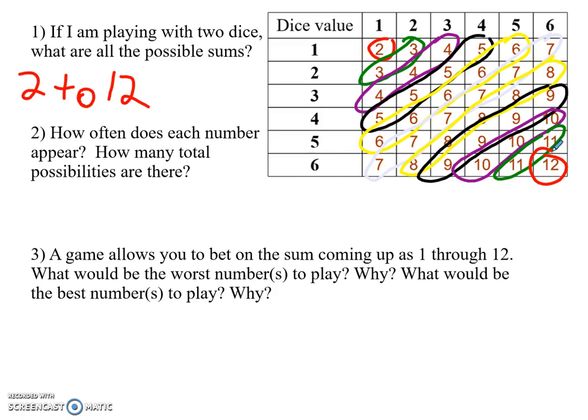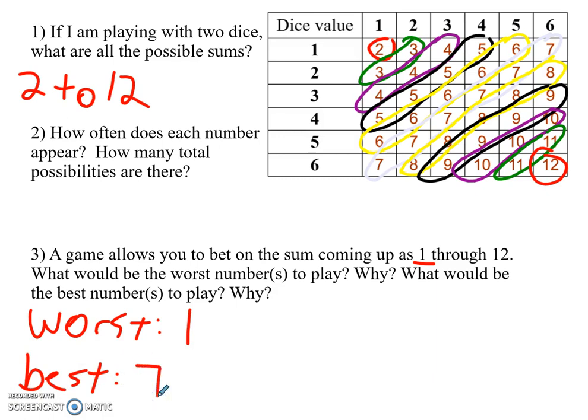So when I think about what's the best number to play and what's the worst number to play, if I'm going 1 through 12, the worst would be the number 1, because there is no way to score 1. And the best would be the number 7, because it shows up 6 times.